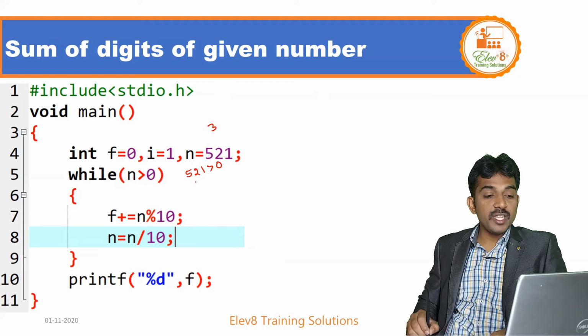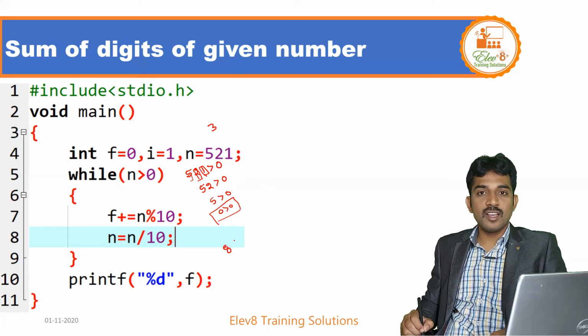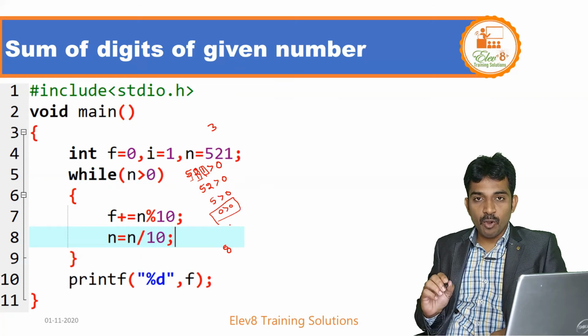n divided by 10 means it removes the last digit. Now it goes to 52, which is greater than 0, right? Next 5 is greater than 0. Next is 0, the condition is false. Each time it first adds 1, and after that 2, 5, which means you will get 8 as the answer. Is this clear? Please remember the point.